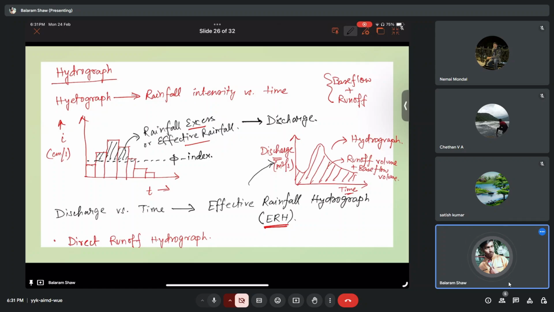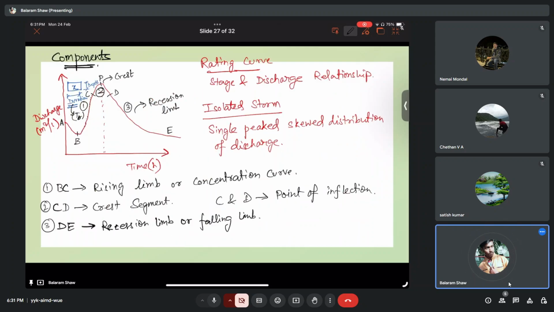So in the hydrograph you can see, right, the black dashed line, that is the rainfall excess. So the total duration of this effective rainfall or the rainfall excess, whatever you call it, is the runoff that produces the hydrograph, right? So the duration for this will be called the storm duration or rainfall duration.